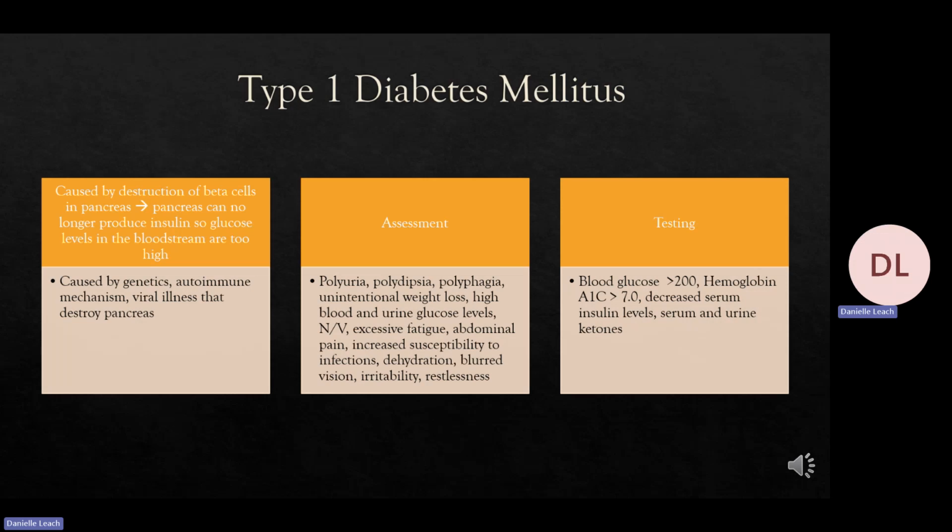If we were to test the patient's blood glucose level, it would probably be greater than 200. Their hemoglobin A1C would be greater than 7.0. They would have decreased serum insulin levels and the presence of serum and urine ketones.